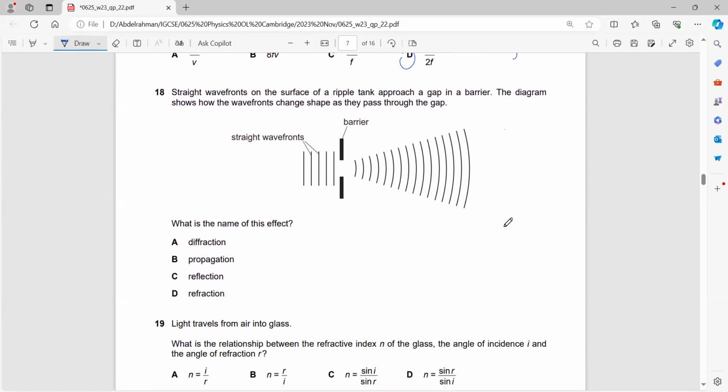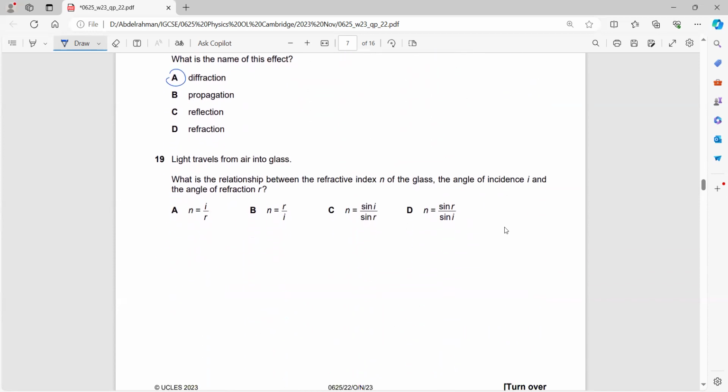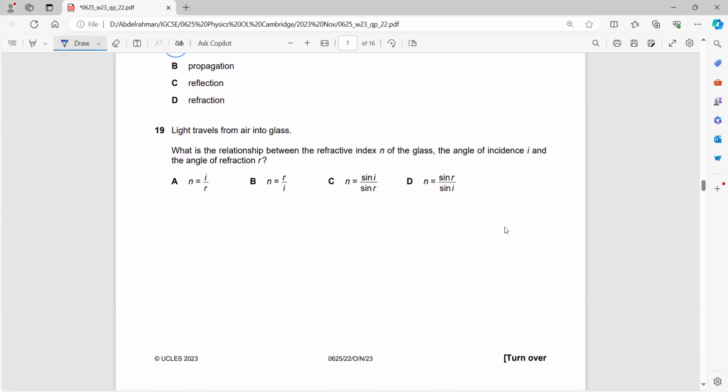Straight wave fronts on the surface of a ripple tank approach a gap. What's the name of this effect? Diffraction. Definitely diffraction. Light travels from air into glass. What's the relationship between the refractive index and the angle of incidence i and angle of refraction r? Quite easy. Definitely C. Okay, sine i over sine r.